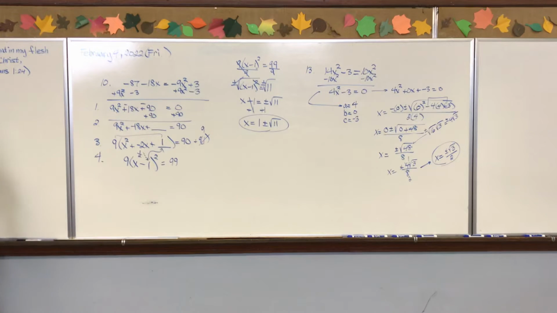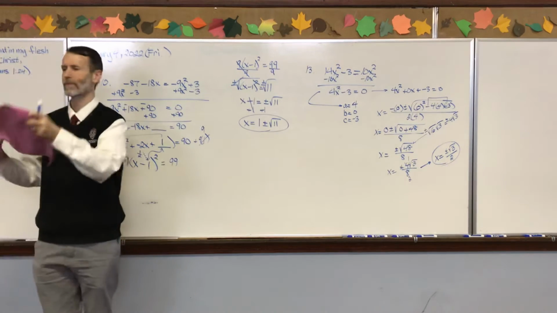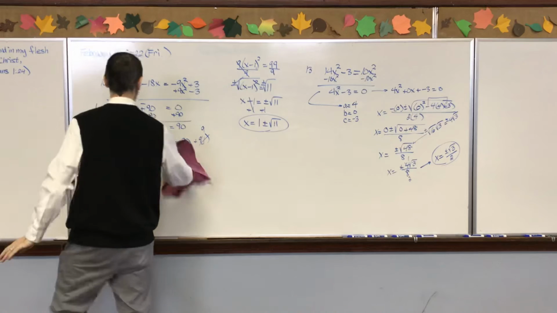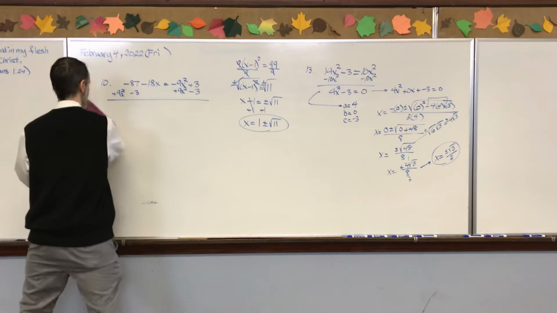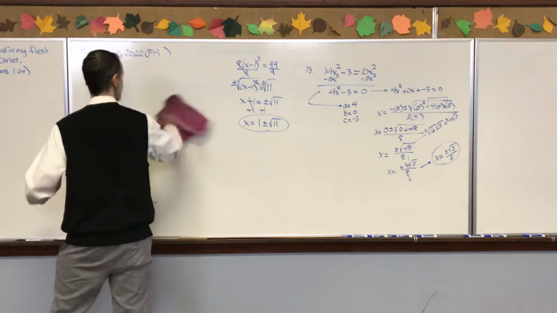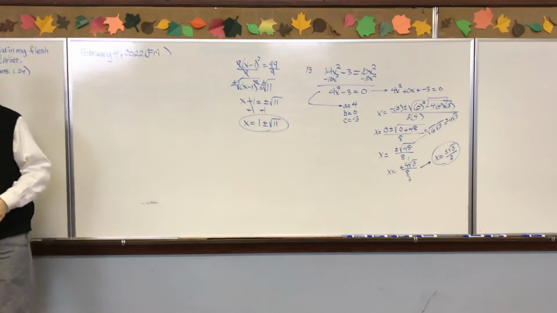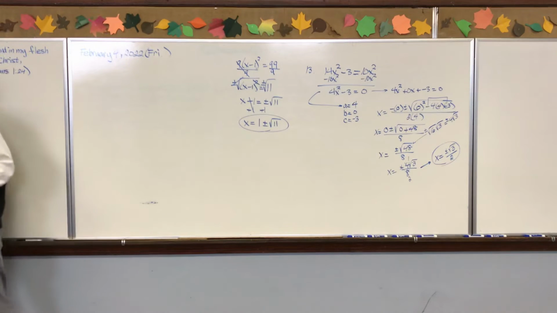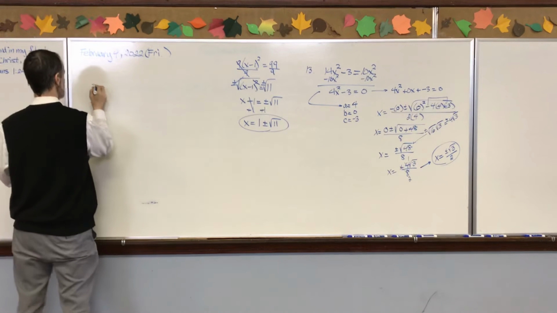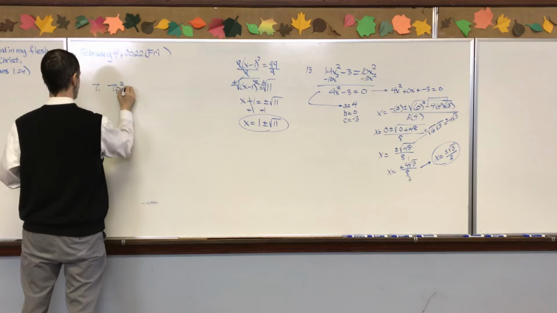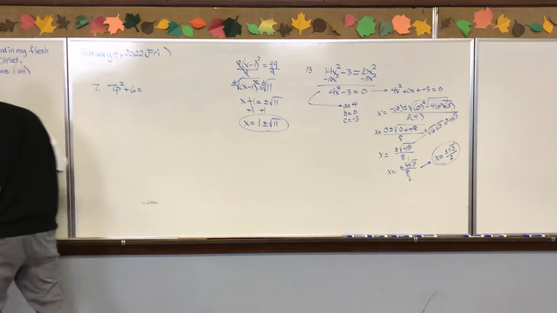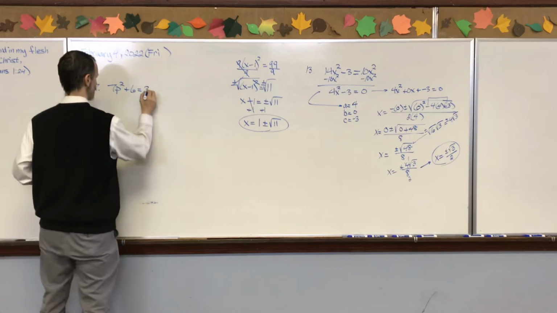Now again, if the worksheet says taking square roots, it means algebra. Algebra means you eventually take the square root, so you get rid of the square. Still with us? Let's take a look. Number 7: 7p squared plus 6 equals 356.